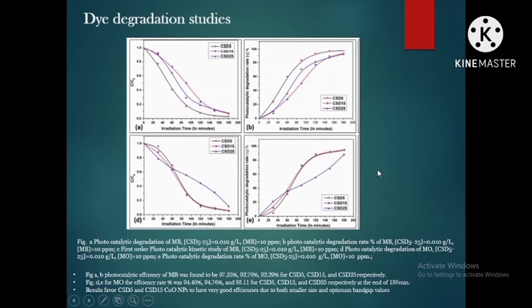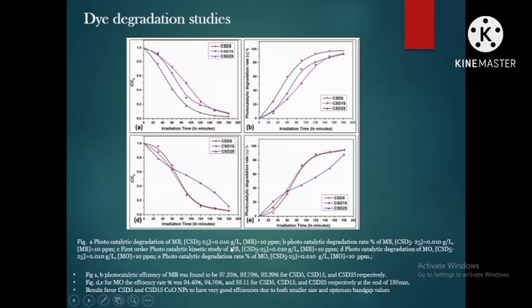Coming to the dye degradation studies, this image shows the percentage dye degradation versus irradiation time. Here, with the increase in the irradiation time, the dye concentration in the mixture goes on decreasing. That means the nanoparticles have degraded the dyes which are present in the mixture. These first two images are of methylene blue dye degradation study results, and these two are the dye degradation studies for methyl orange.